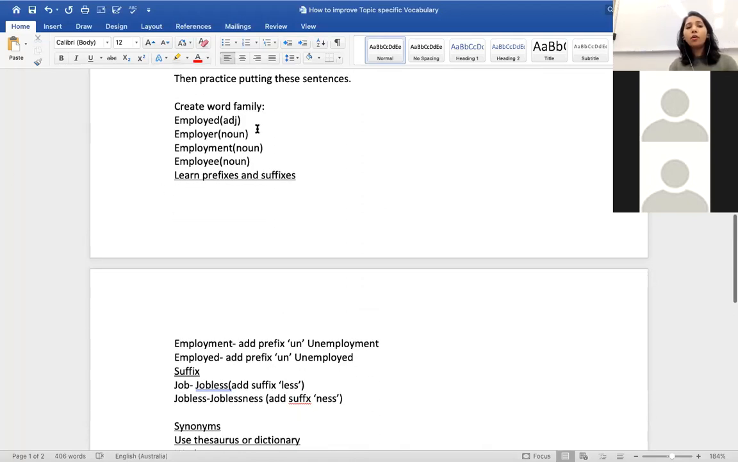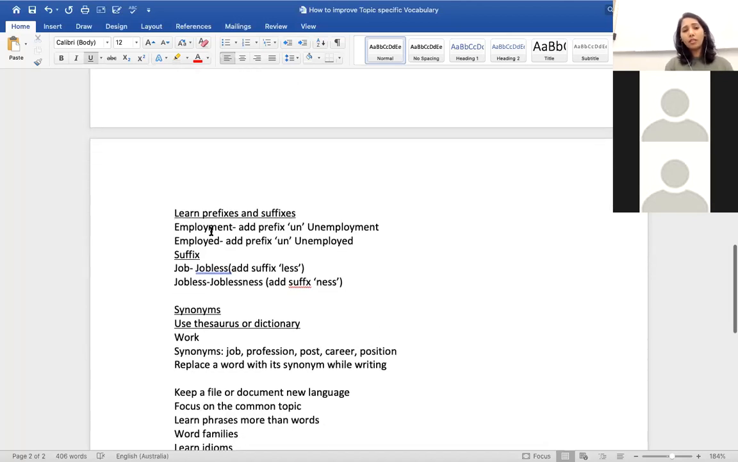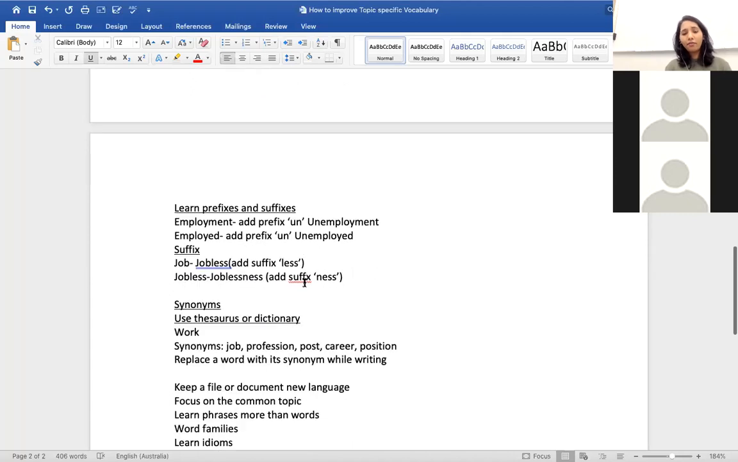Then you see what the word families are for this. What are the different forms of these words? If employed is your word, you would know that employer is another form of this word. Employment is another form. Employee is another form. Then think about how to add prefixes and suffixes to it. If you add the prefix un to employed, this becomes unemployed. So add prefixes and suffixes.